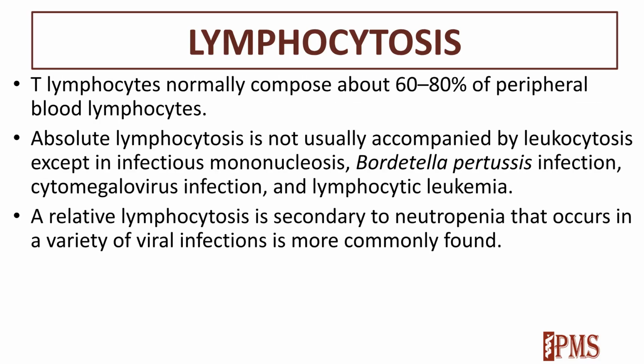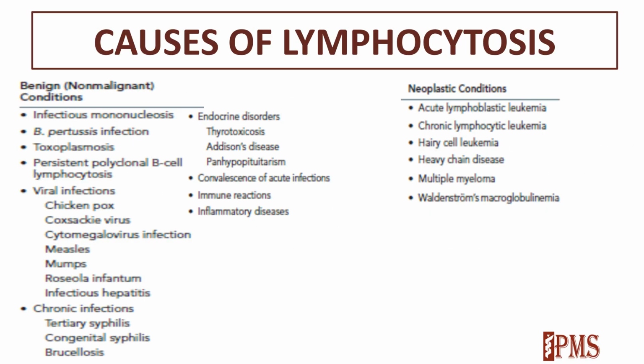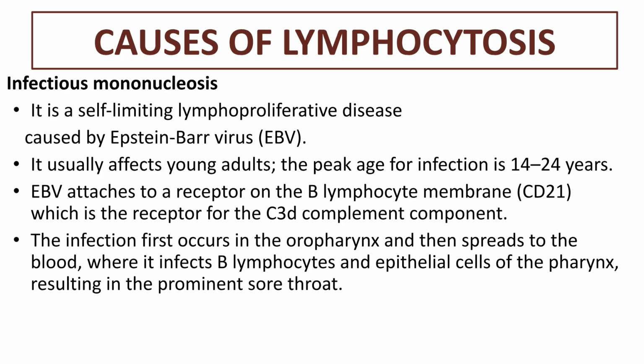T lymphocytes typically make up 60 to 80% of peripheral blood lymphocytes. Absolute lymphocytosis usually isn't accompanied by leukocytosis, except in conditions like infectious mononucleosis and lymphocytic leukemia. Relative lymphocytosis, secondary to neutropenia, is more common. This video will now review the causes of lymphocytosis.